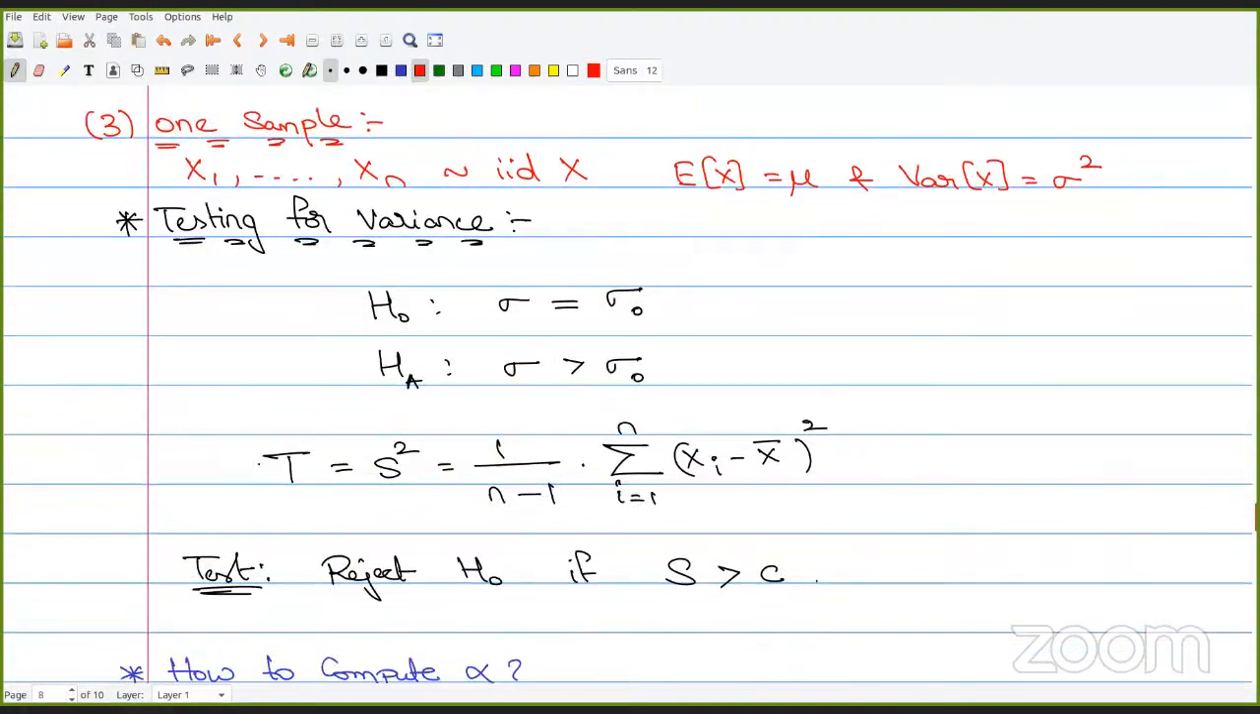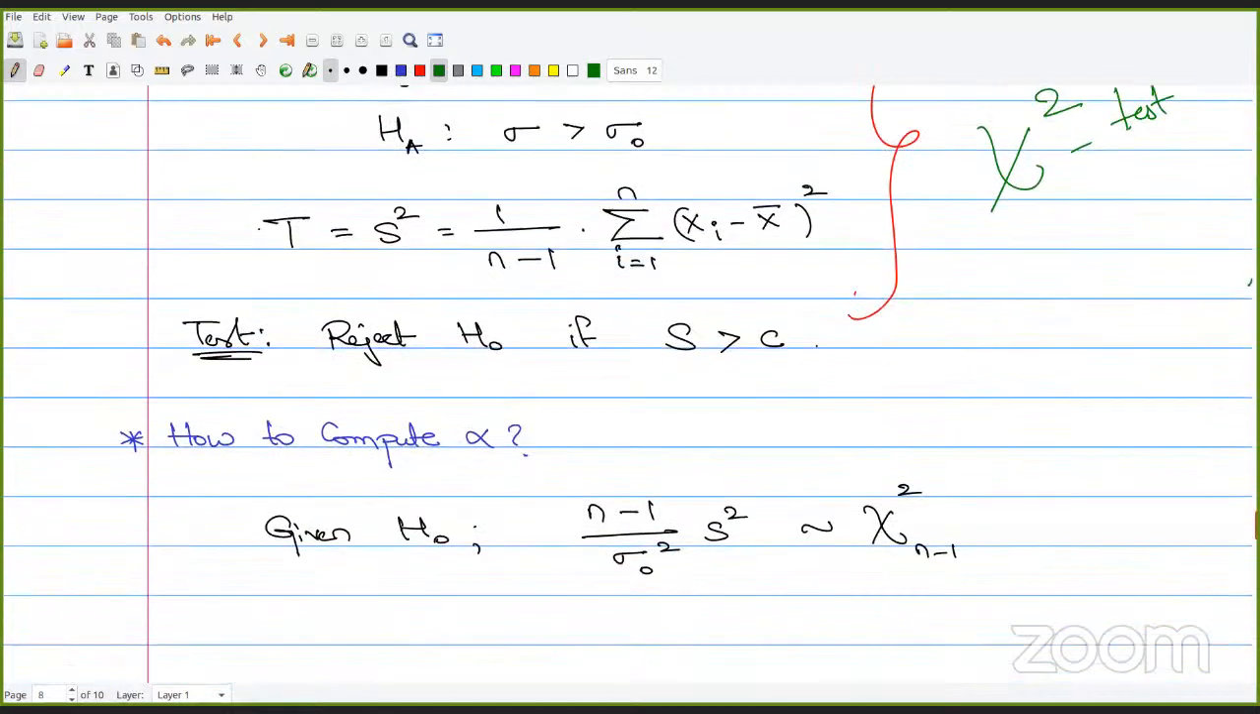Yeah, this is another setting where you are testing for variance now. It's not mean. If you are testing for variance, our test statistic will be S square. Before that we had sample mean, but now we have sample variance as the test statistic. So we are going to reject H0 if S is greater than C. Okay. So if this particular setting is there, we use chi-square test. So for sample variance testing for one sample, if you have only one distribution, we use chi-square.